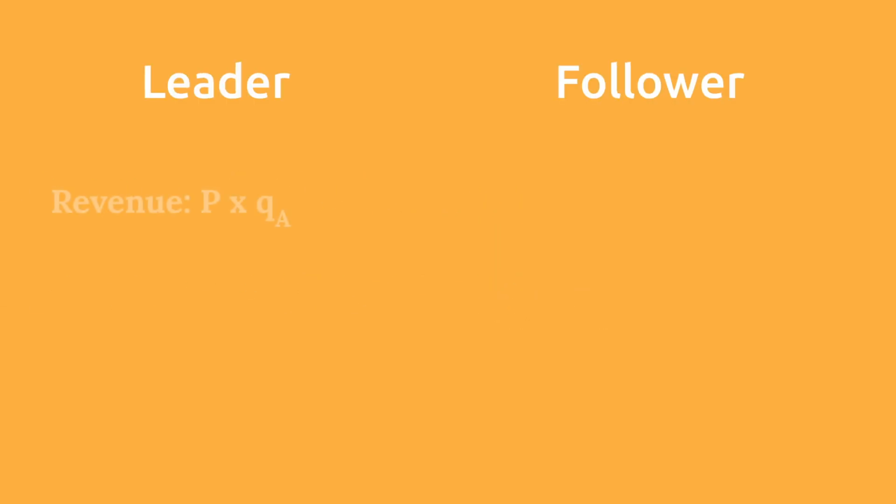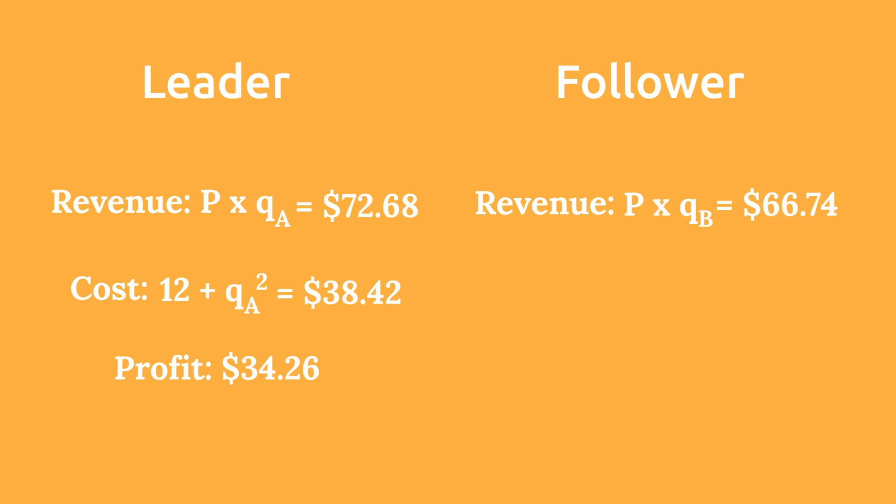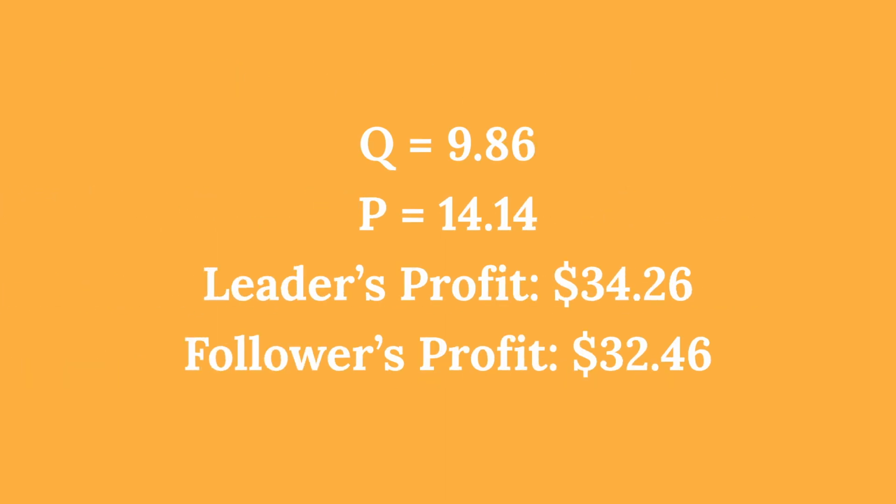Leader's revenue is P times QA equals $72.68. Cost is 12 plus QA squared equals $38.42. Profit is $34.26. Follower's revenue is P times QB equals $66.74. Cost is 12 plus QB squared equals $34.28. Profit is $32.46. What kind of insights can we learn from the market equilibrium outcome?